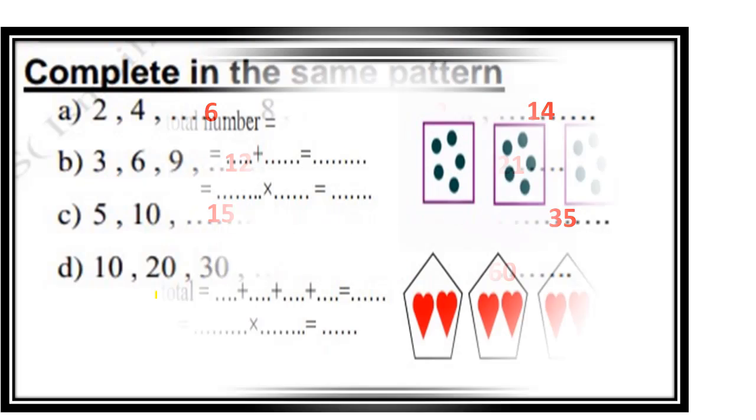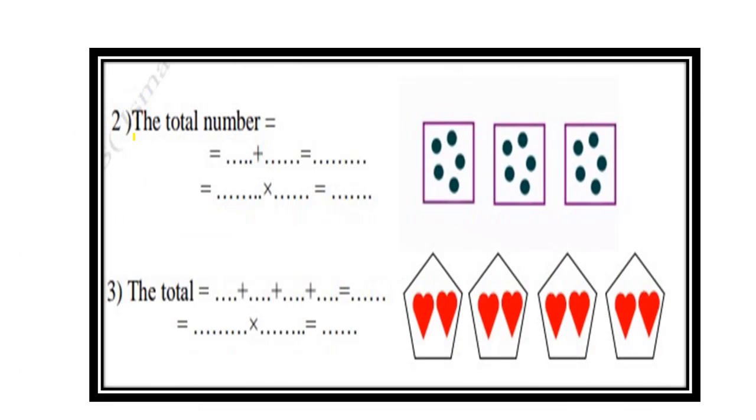Okay? Let's see another exercise. Here, the total number here, my students, will be what, teacher? Here I have 1, 2, 3, 4, 5 circles in each group. Here I have 5 and 5 and 5. So it will be 5 plus 5 plus 5 equals 15.